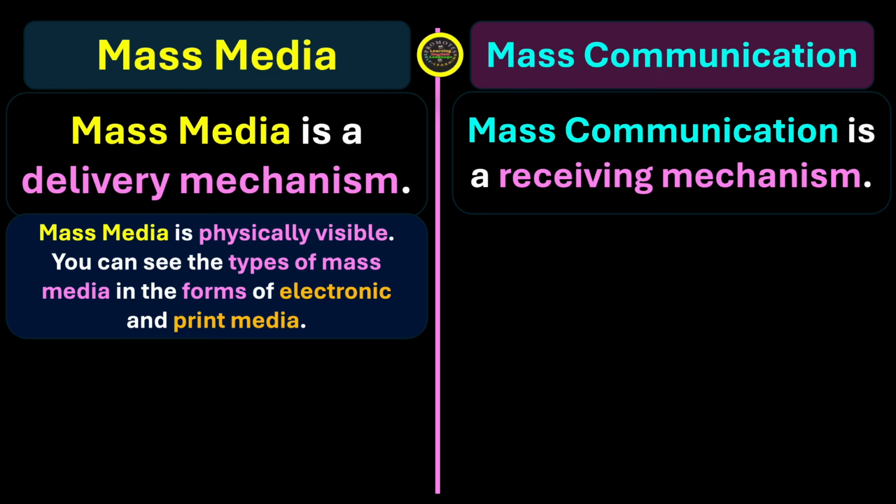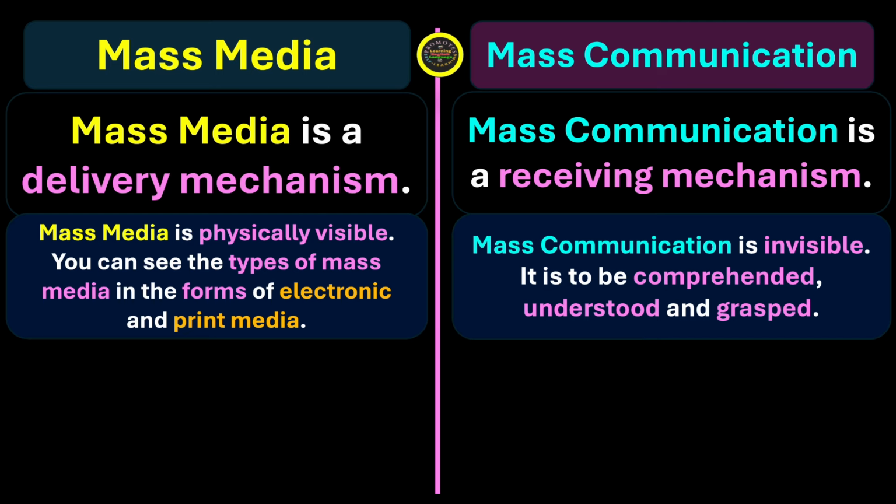We have some more ideas. Mass media is physically visible. You can see the types of mass media in the forms of electronic and print media, whereas mass communication is invisible. It is to be comprehended, understood, and grasped.